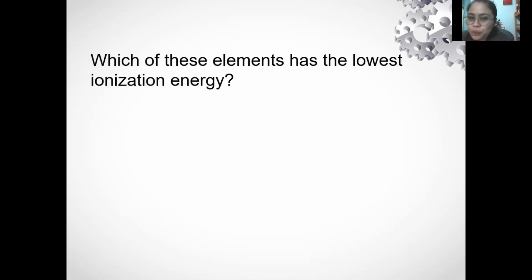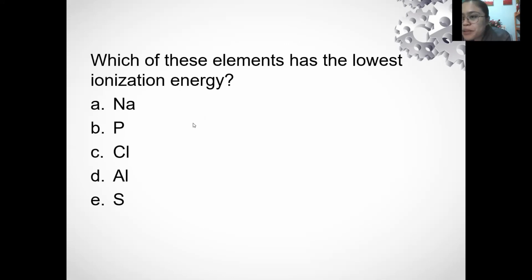And then number 2, answeran nyo din ito, which of these elements has the lowest ionization energy? So, titingnan ko kung naintindihan nyo yung periodic trends sa ionization energy. Kasi, i-determine nyo sino sa kanila ang may lowest ionization energy. Sodium, phosphorus, chlorine, aluminum, and sulfur. So, please, kuha kayo ng periodic table nyo and hanapin nyo based on the rules sa periodic trends, sino sa kanila ang may lowest ionization energy.